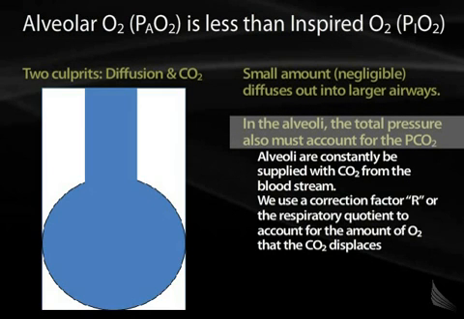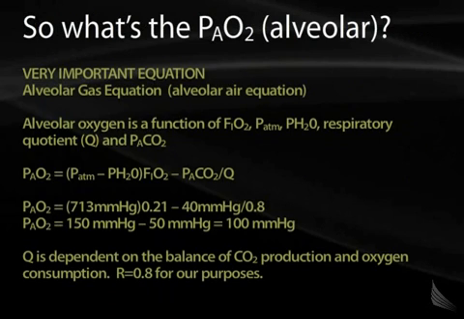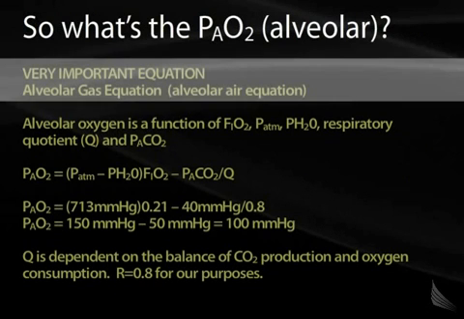When we get to the alveoli, not only is there oxygen, nitrogen, and water vapor, there's also a continual supply of CO2 that's coming back from the alveolar capillaries. This CO2 displaces oxygen in the alveoli. It takes up space, and the amount of space it takes up is governed by a correction factor, referred to as R or sometimes Q. For so much CO2 that's in the bloodstream, we're going to displace that much oxygen. That's going to lead us to a very important equation, the alveolar gas equation.